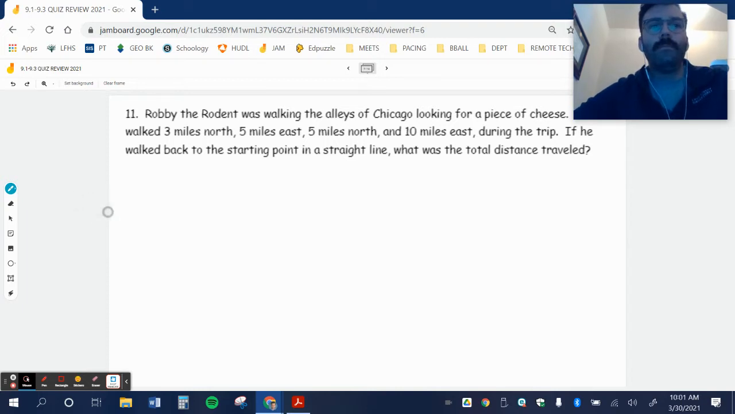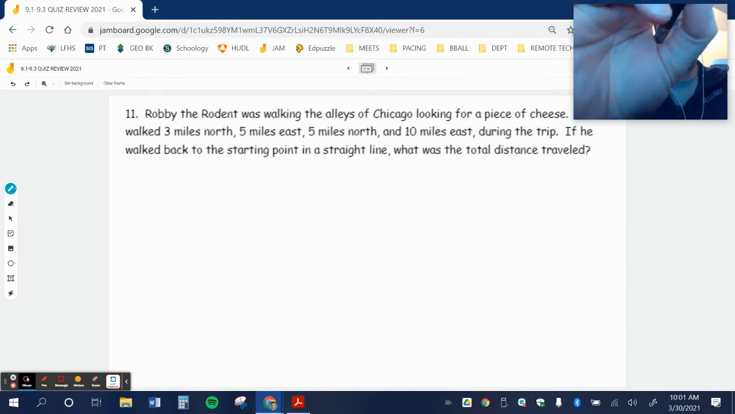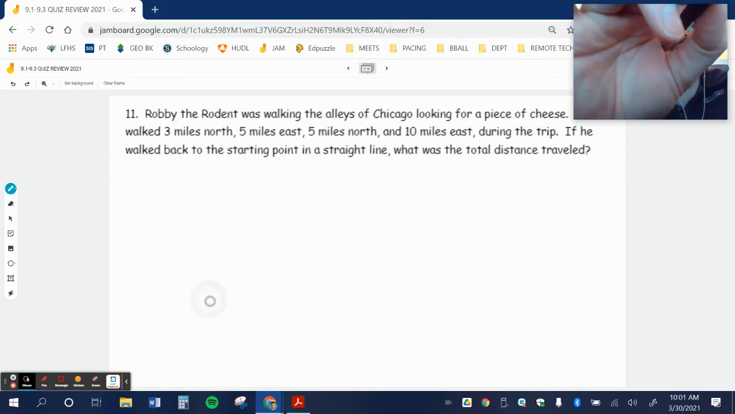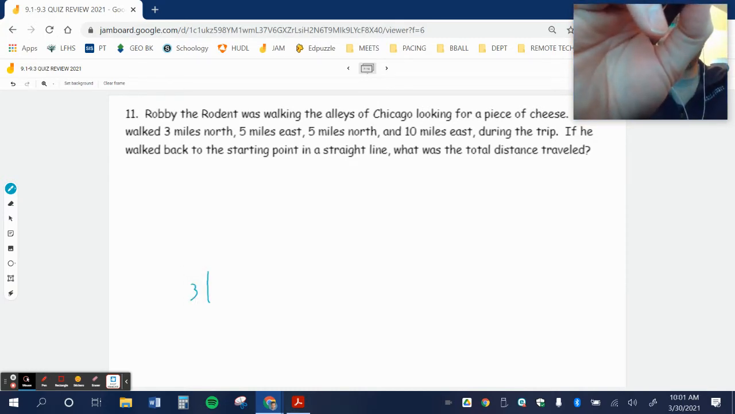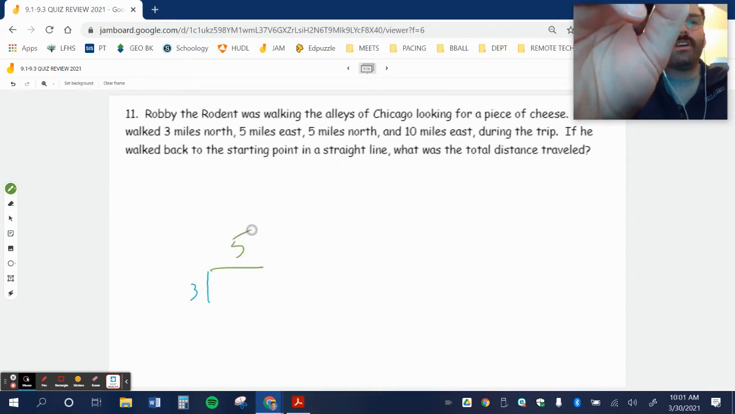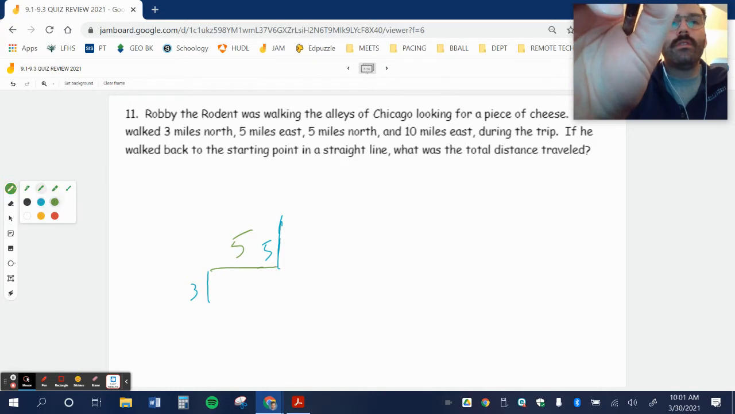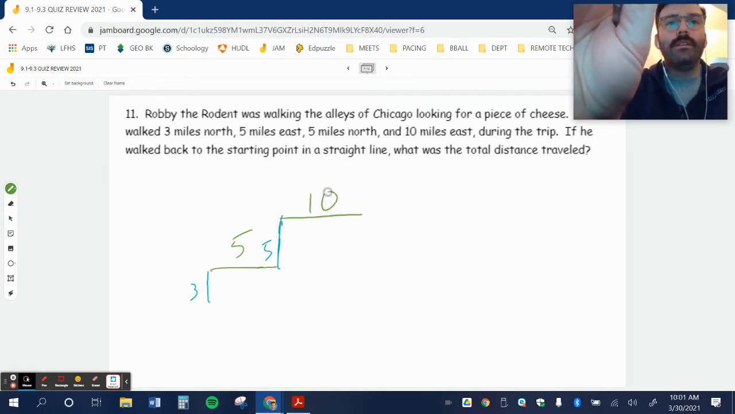All right. Let's think about this. Robbie the Rodent walked 3 miles north. Always draw yourself a picture. 5 miles east, 5 more miles north, then 10 miles east.